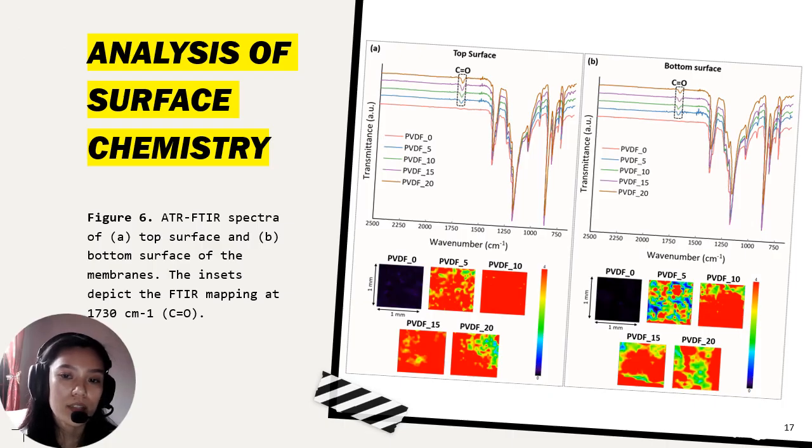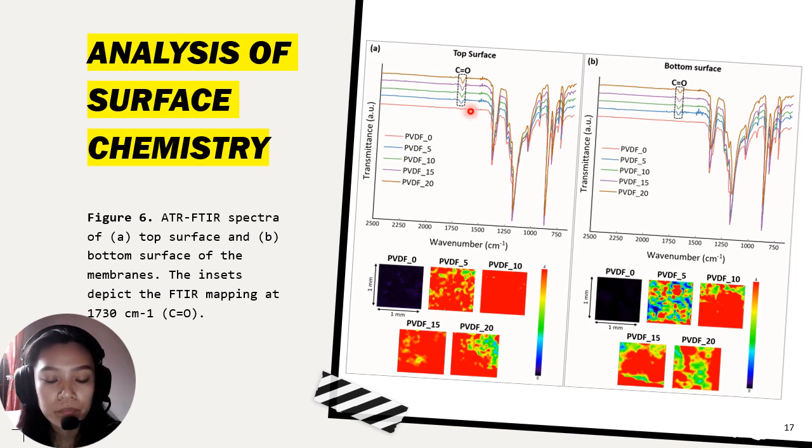We analyzed the surface of each membrane through FTIR and FTIR mapping, for both the top and bottom surface, in order to confirm whether the membrane was modified, or whether the bulk of the membrane was modified. We found characteristic peaks at C double bond O from the EGMA group, from the PEGMA portion of the copolymer, in both the top and bottom surface, indicating that the membranes were indeed modified, not just the top but also the bottom surface, despite only exposing one surface to the spray.